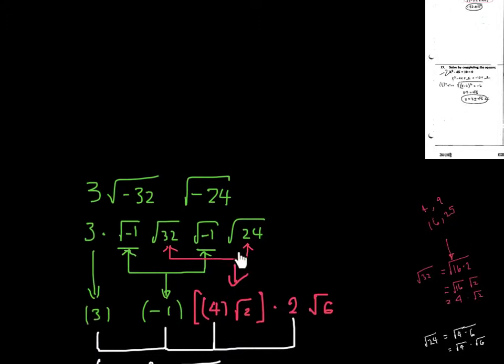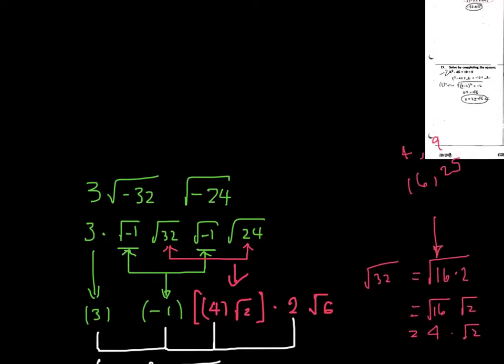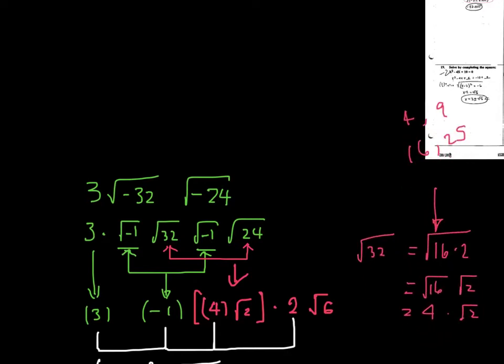And then on the red part, I have a radical 32 and a radical 24. So let's take a look, how do we simplify that? I wrote this on the side. Radical 32, the quickest way to do this is you look for the perfect squares. 4, 9, 25, 16, they're all perfect squares. So you look for the largest perfect square, and in our case it is 16. And 16 times 2 is 32. So 16 becomes a perfect square for 4, and then I have 4 times radical 2.